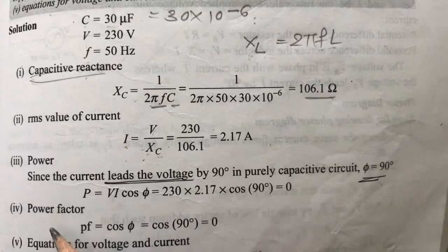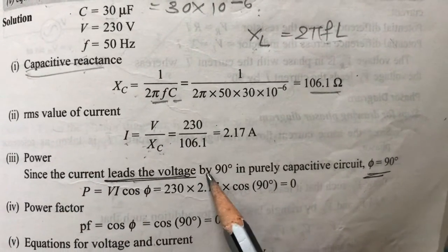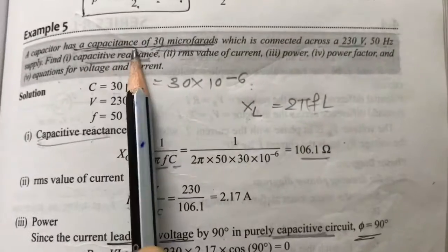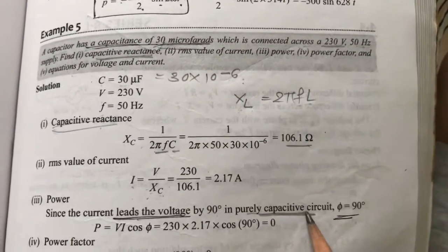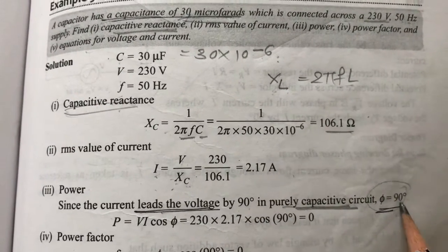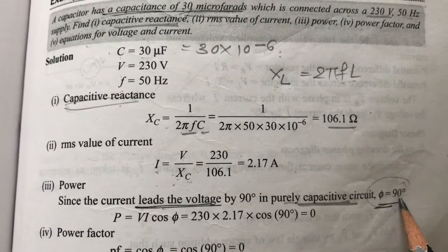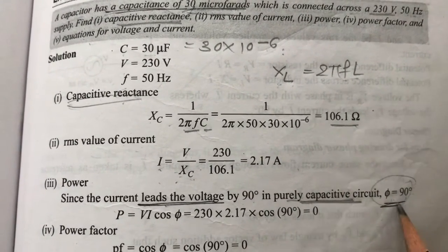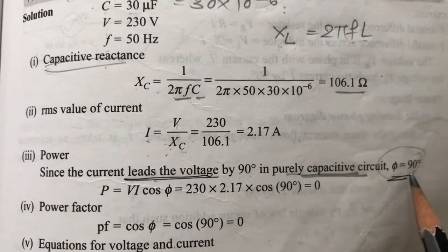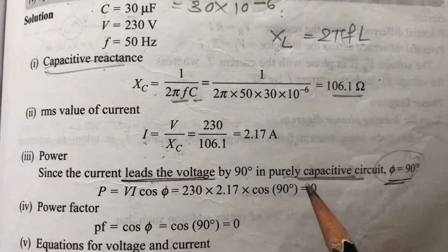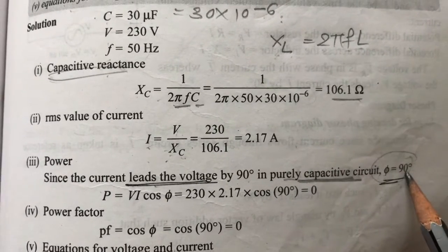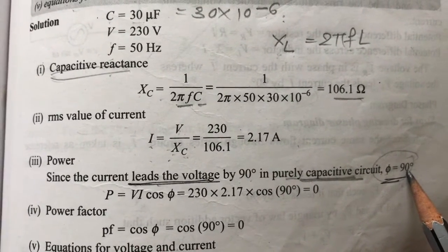Now we have to calculate the power again. Here the current leads the voltage by 90 degrees in a purely capacitive circuit. They have given you a capacitor, so for the purely capacitive circuit the angle is 90 degrees, and for the purely inductive circuit the angle is also 90 degrees, but for pure resistance, phi will be equal to 0. These terms we have to memorize. Purely resistive circuit, phi will be 0. Purely capacitive circuit, phi will be 90 degrees, and purely inductive circuit, phi will again be 90 degrees.